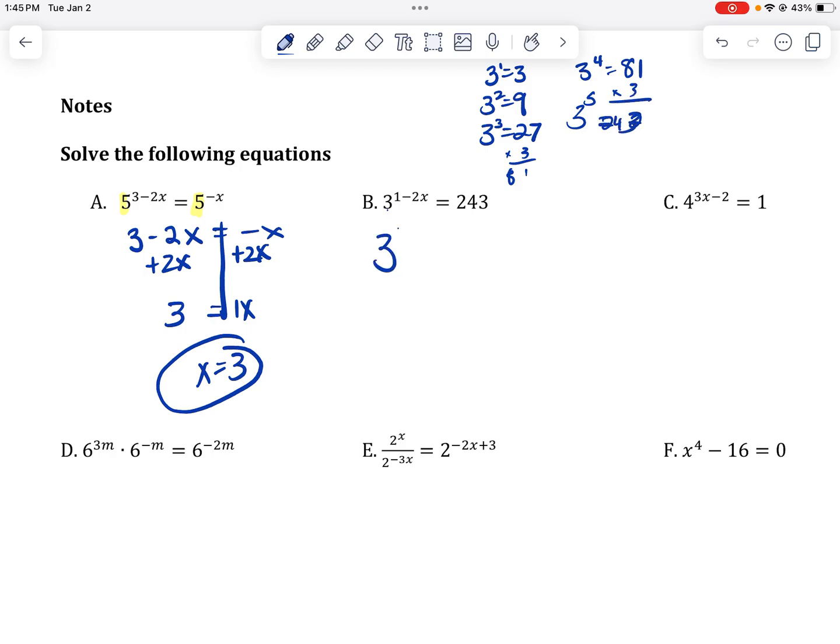So this one, I could say 3 to the 1 minus 2x equals 3 to the fifth. So 1 minus 2x equals 5, minus 1, minus 1. Negative 2x equals 4, so x is equal to negative 2.